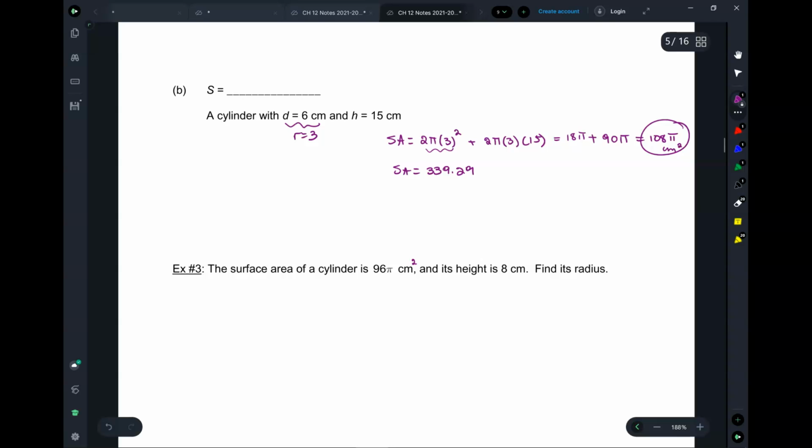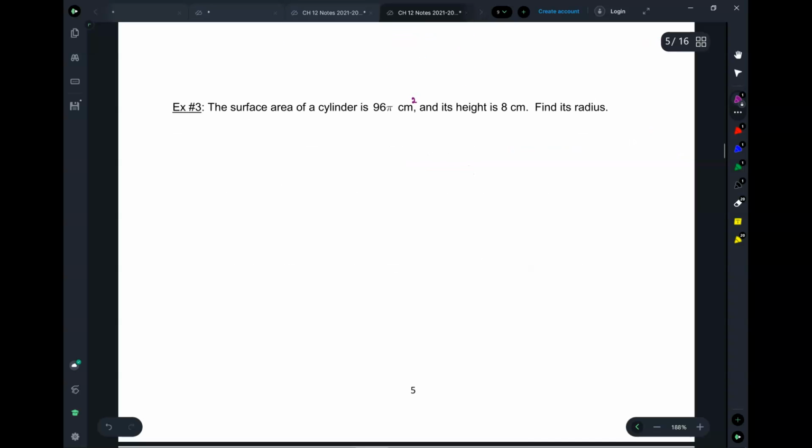Centimeters squared. Okay. Take a look at the next one. Now we're given the surface area. It's 96 pi square centimeters. Can you please add the square for the unit over there? And the height is 8 centimeters. We need to find the radius. Okay. Always write the formula first. 2 pi r squared plus 2 pi r h. 96 pi is equal to 2 pi r squared plus 2 pi r times 8.